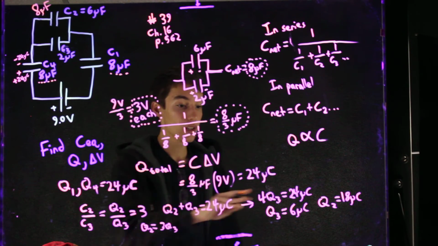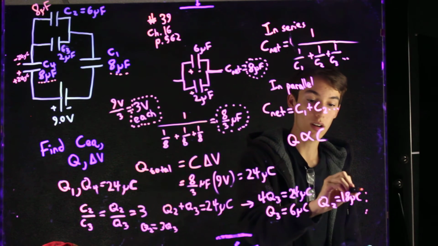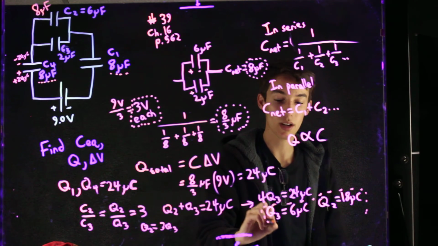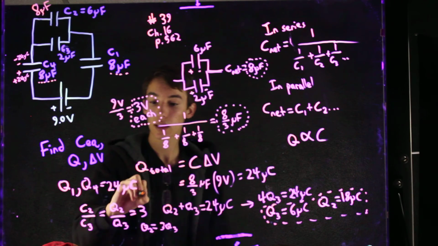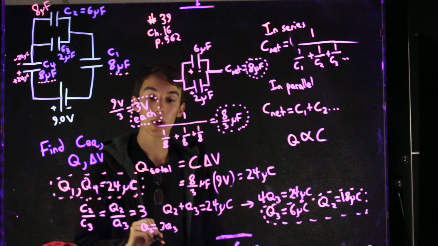And there we have it. So that is the charge on Q3. That is the charge on Q2. It's a little off to the side, but that's okay. So let's box in that part of our answer. Let's box in our part of our answer here for Q1 and Q4.